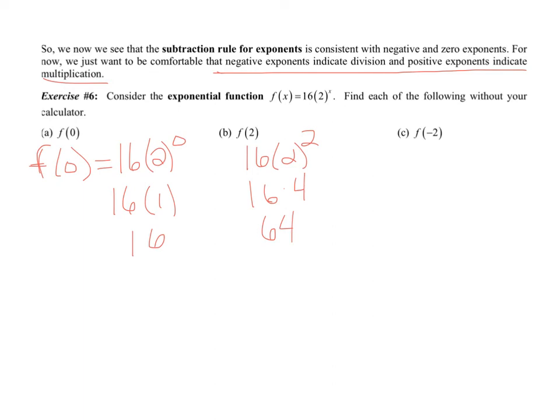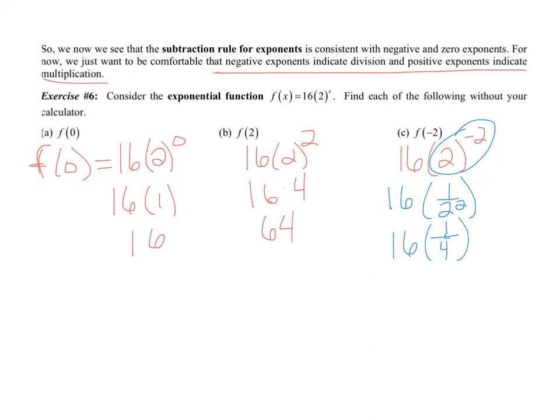Now we're going to plug in negative 2. So I'm going to do 16 times 2 raised to the negative 2 power. Well, you know that we can't work with it the way it's written right here, 2 to the negative 2 power. Another way of writing that is 16 times 1 over 2 squared. 16 times, what is 2 squared? 4, so 1 over 4. 16 times 1/4 is 4.